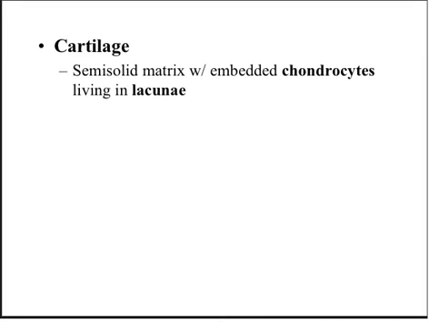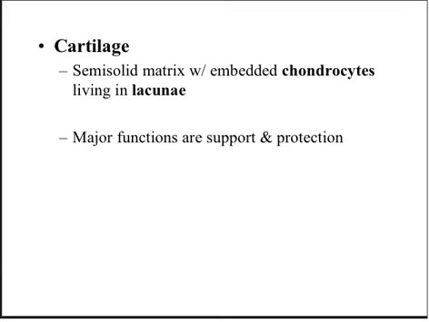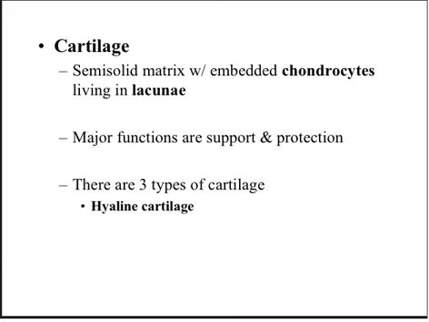Cartilage is an interesting connective tissue. It's a semi-solid connective tissue that contains chondrocytes, cartilage cells, living inside chambers of this material that they actually secrete while they maintain it, but they can't go anywhere once they've essentially embedded themselves in their own matrix. So the way they get nutrition is through diffusion of oxygen and nutrients through this matrix to the chondrocyte to keep it alive. Major functions include support and protection. There are 3 major types of cartilage: hyaline cartilage, elastic cartilage, and fibrocartilage.